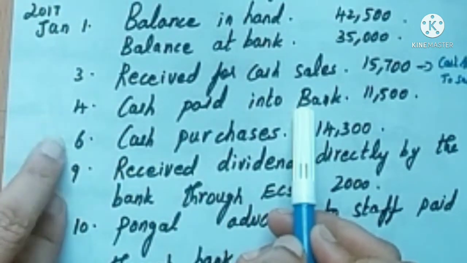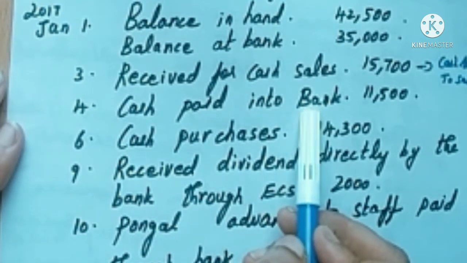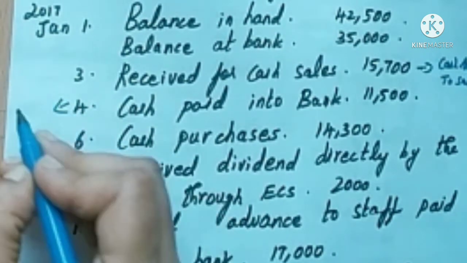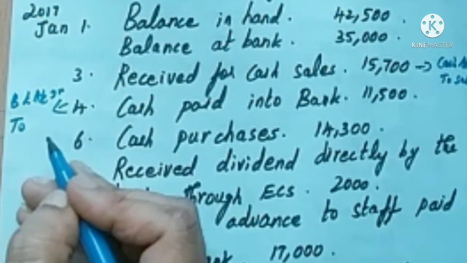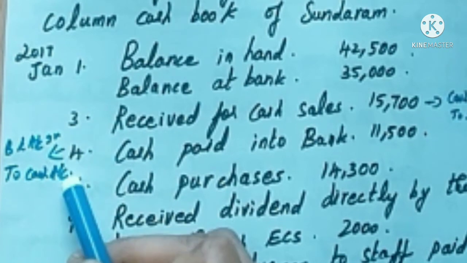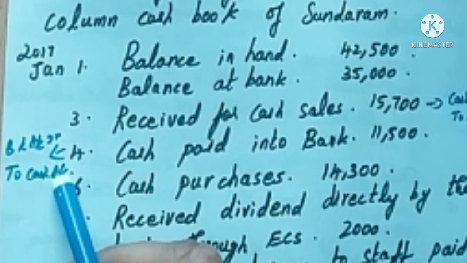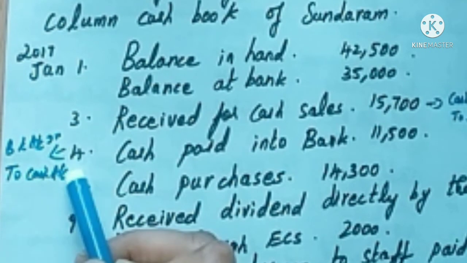Cash paid into bank. What is the entry for this? When you pay cash, what is the entry? Bank is the receiver, cash is going out. So the entry is bank account debtor to cash account. Remember, it is a contra entry because both the aspects of the transaction are recorded in the cash book itself. That is, the bank account and the cash account, the debit aspect and the credit aspect are recorded in the cash book itself. So it is a contra entry.